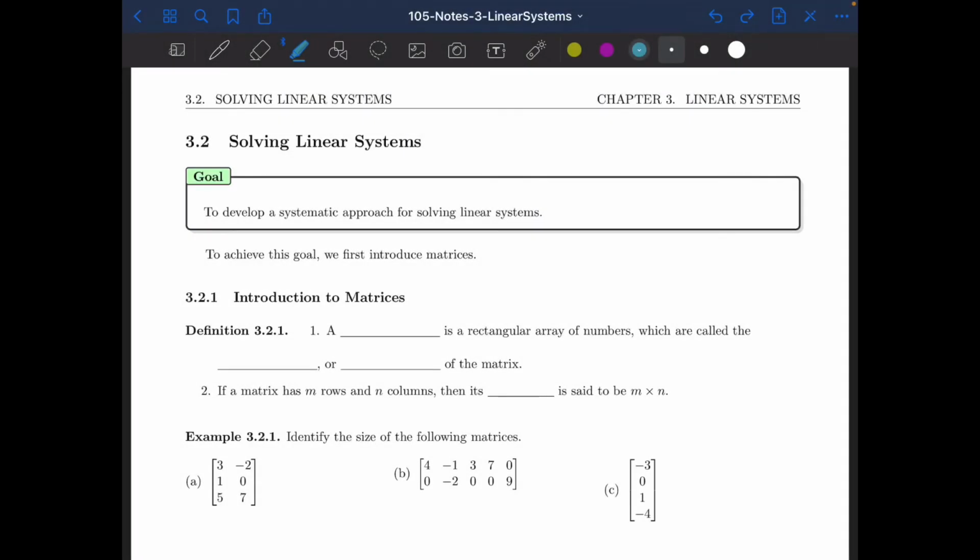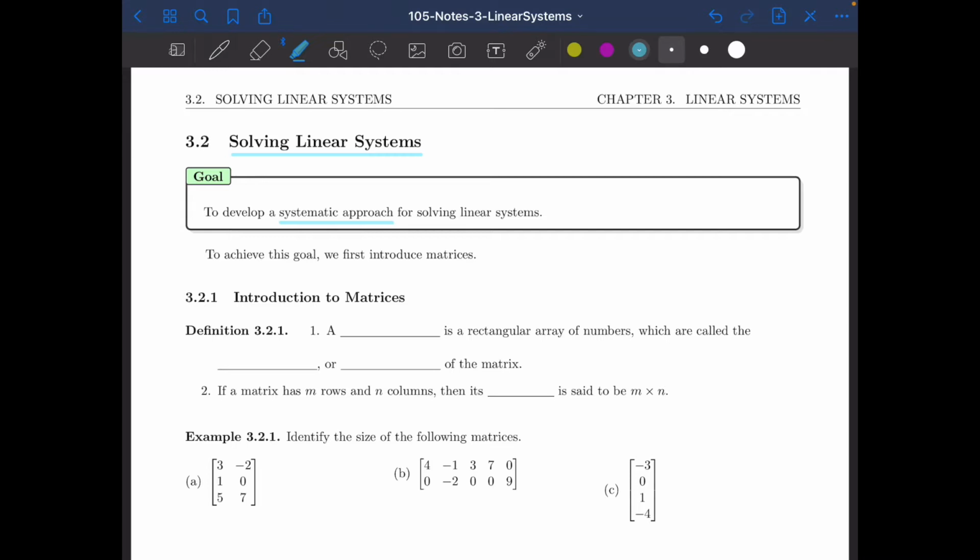In this video, we begin section 3.2, solving linear systems. Our goal is to develop a systematic approach for solving linear systems. To achieve this goal, we will first introduce matrices, which we do in section 3.2.1.